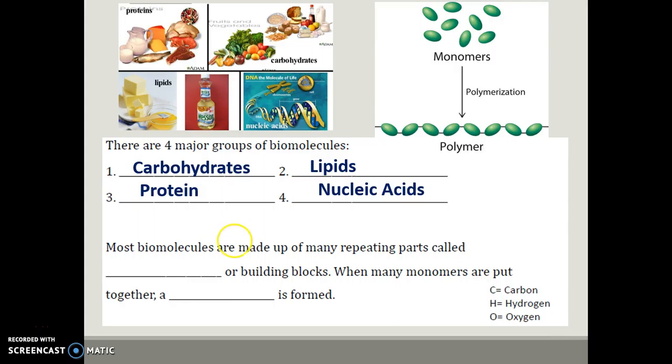Most of the biomolecules are made up of repeating parts called monomers. So monomers are one part. When they join together, they are called a polymer, which is many parts. Mono means one, poly means many.